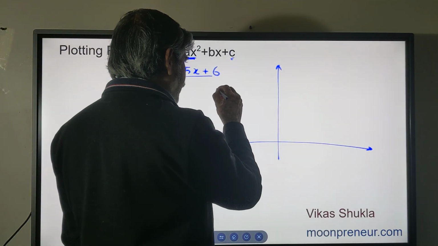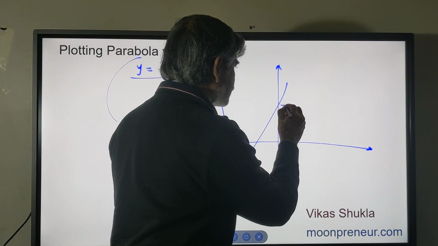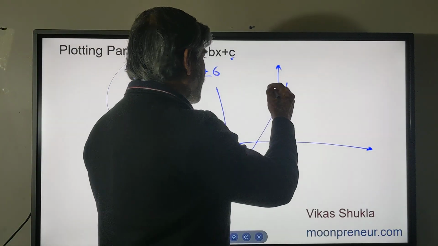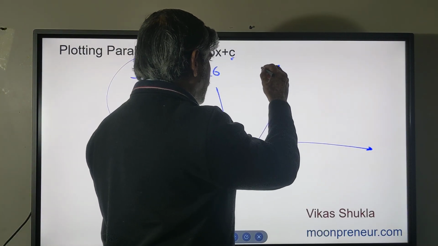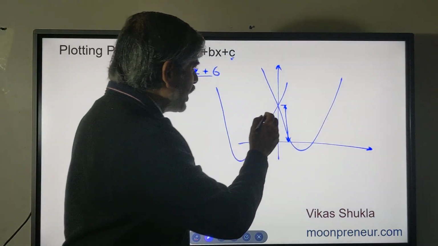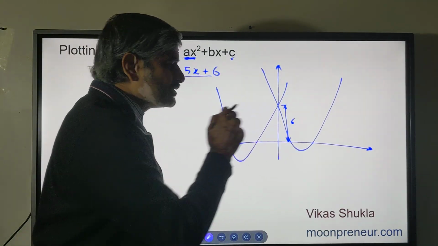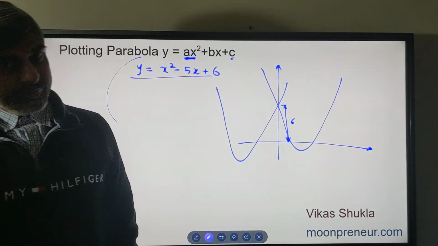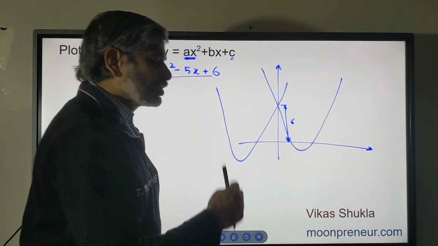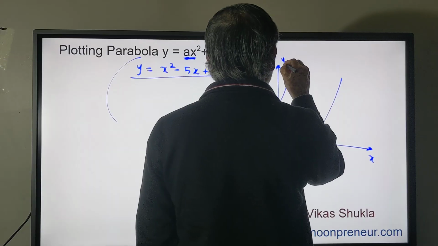This curve may look like this, in which case 6 is the intercept on the y-axis, or it is possible that the curve could be looking like this parabola, cutting the y-axis again at the unit distance of 6. The question is, which of these two represents this curve? Whether it is shifted towards the positive x-axis or towards the negative x-axis. And for this there is a very simple rule to remember.